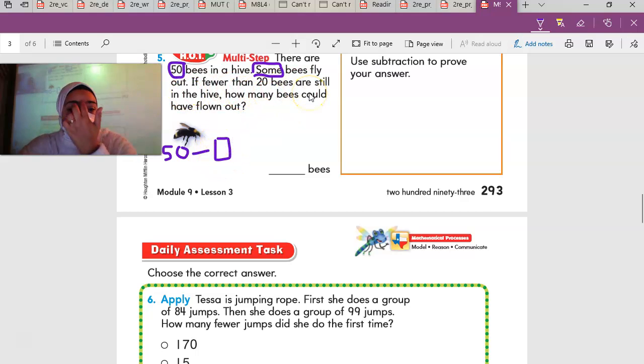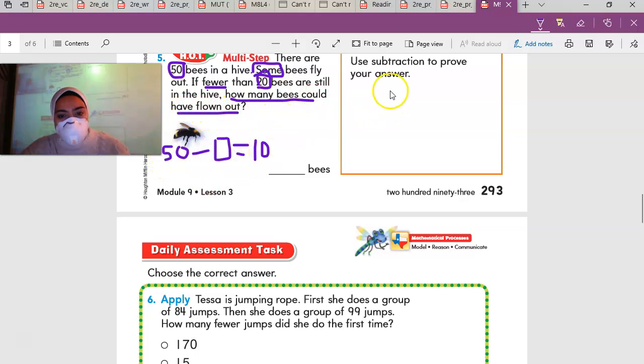If fewer than 20 bees are still in the hive, how many bees could have flown out? If fewer than 20, so any number smaller than 20. I'm just going to write 10, just to make it easy. Is 10 smaller than 20? Yes. So that would be okay. Question is, how many bees could have flown out? So what's 50 take away 10? So how many bees could have flown out? 40. Is that the only right answer?